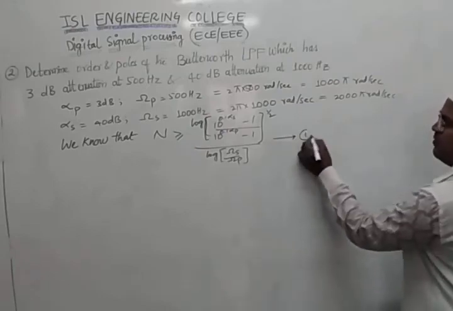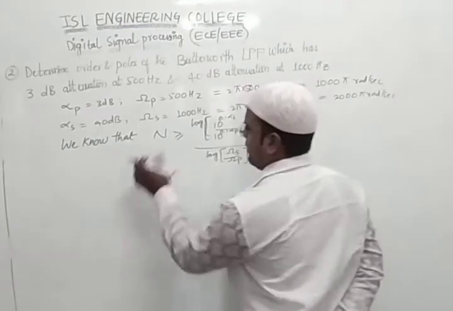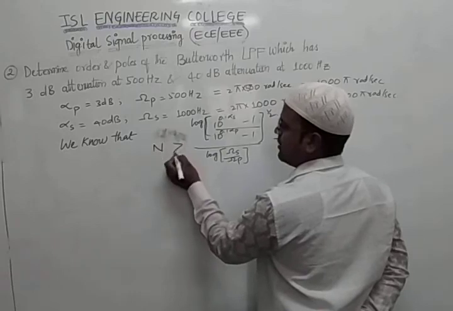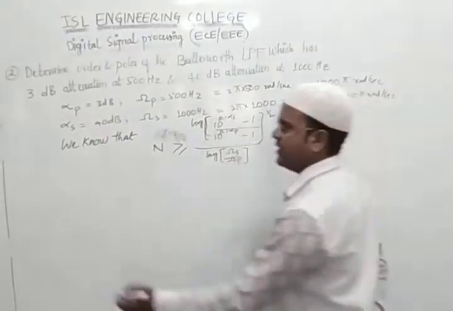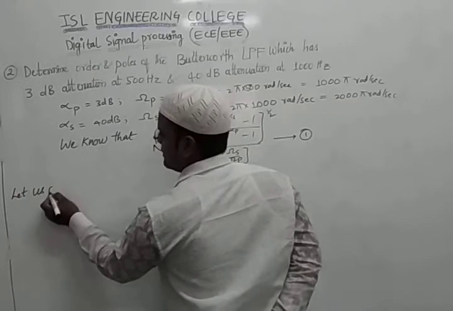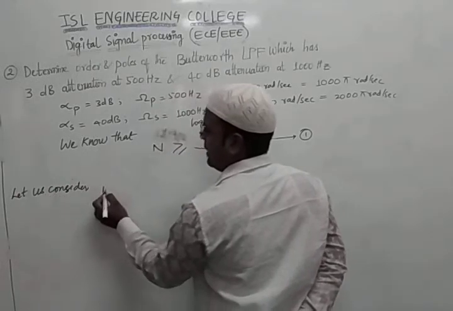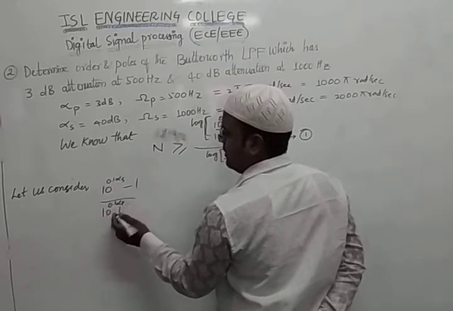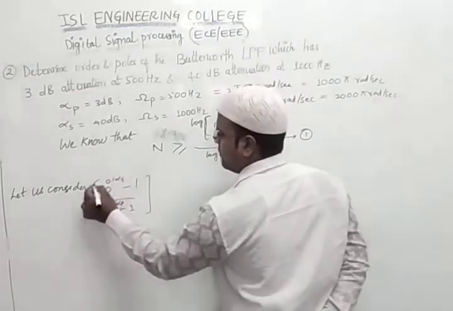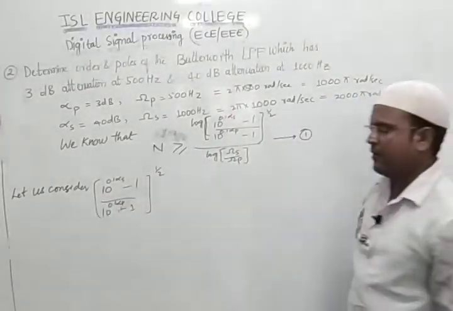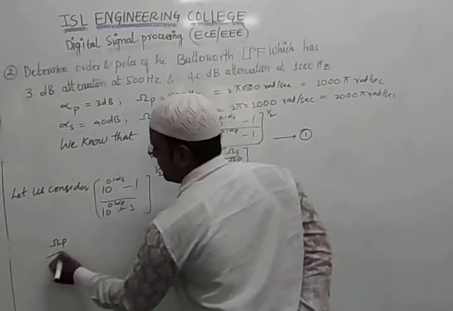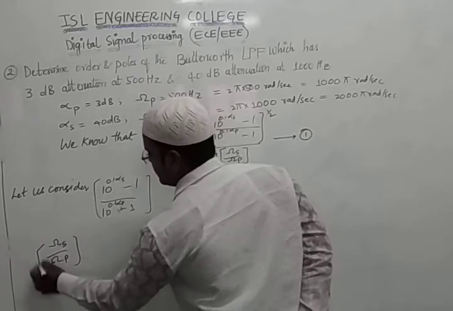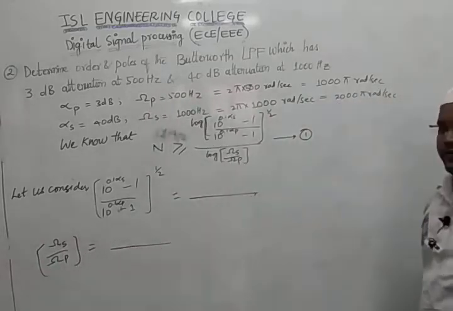Suppose this is your equation 1. I'm substituting this n value, and I'll write it here in the middle so that it will be easy for us to understand. So, n is greater than or equal to this whole factor: 10 power 0.1 alpha s minus 1 by 10 power 0.1 alpha p minus 1, whole power 1 by 2, in the numerator, and omega s by omega p in the denominator. This 2 also we need to substitute.